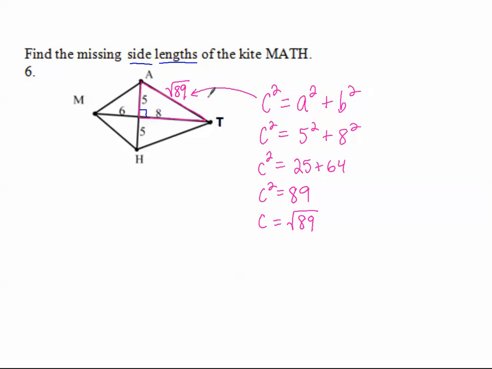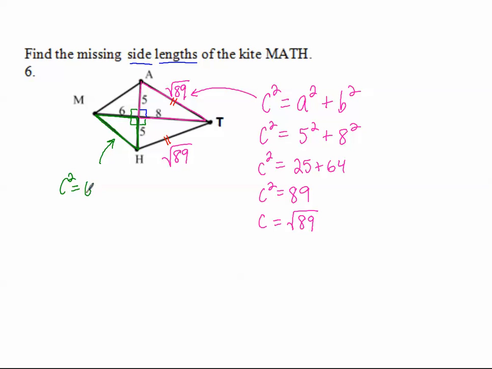Now remember, when it's a kite, two consecutive sides are congruent. This side must be congruent to the other side, and the easiest way is to look at its size. Therefore, this side is also square root of 89. Do you want to try to find the other two missing sides? So down here, we also have a right angle. In fact, all four of these are right angles. So let's take one of these triangles and use the Pythagorean theorem for that missing side.